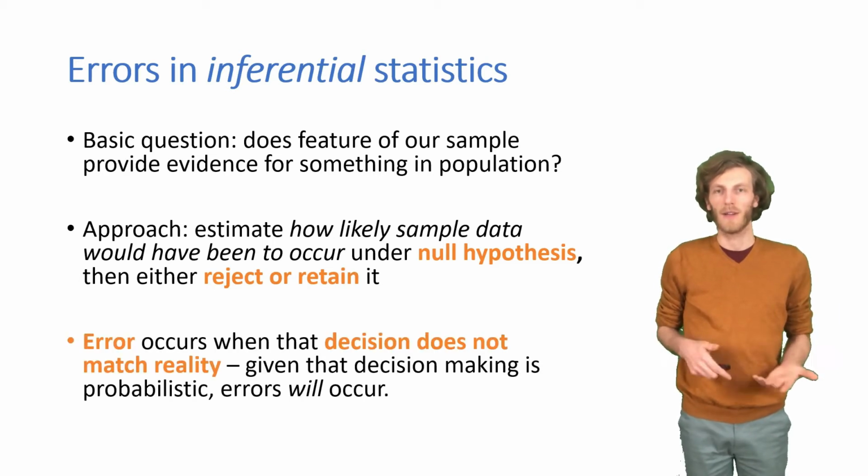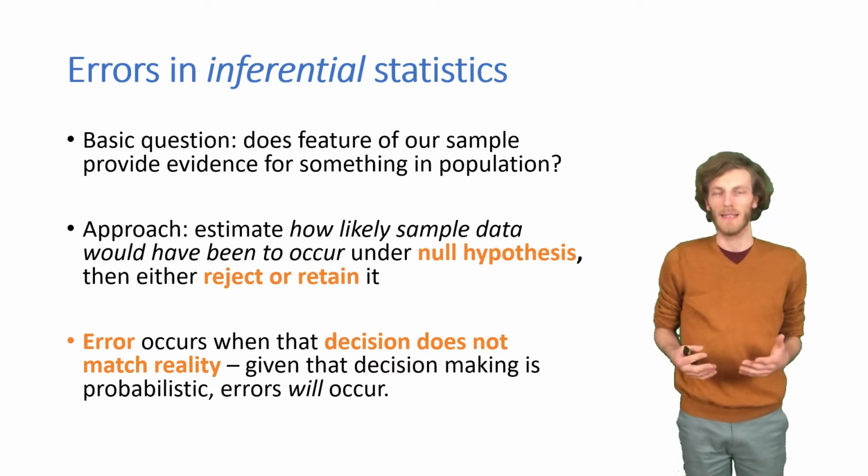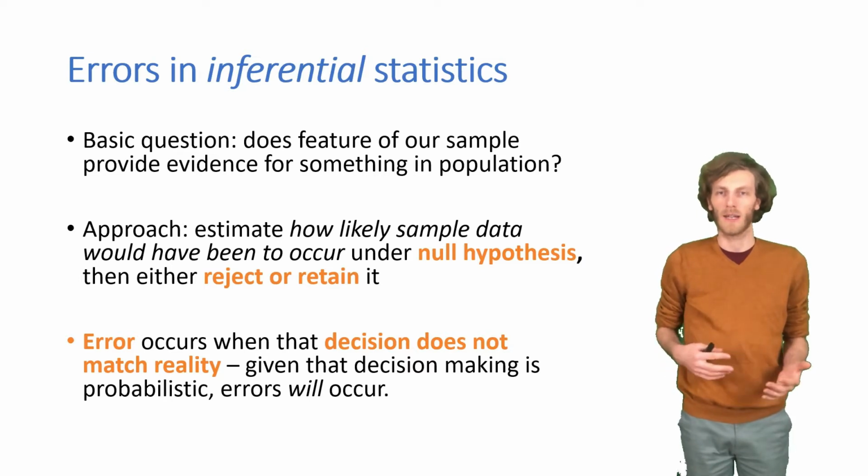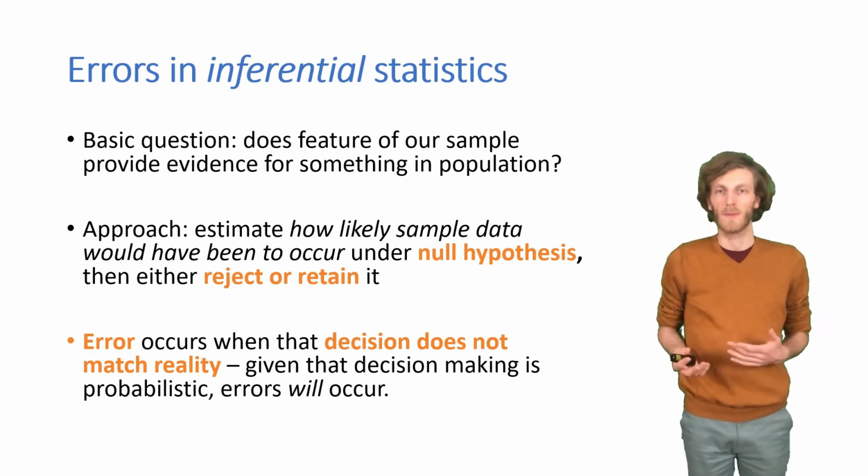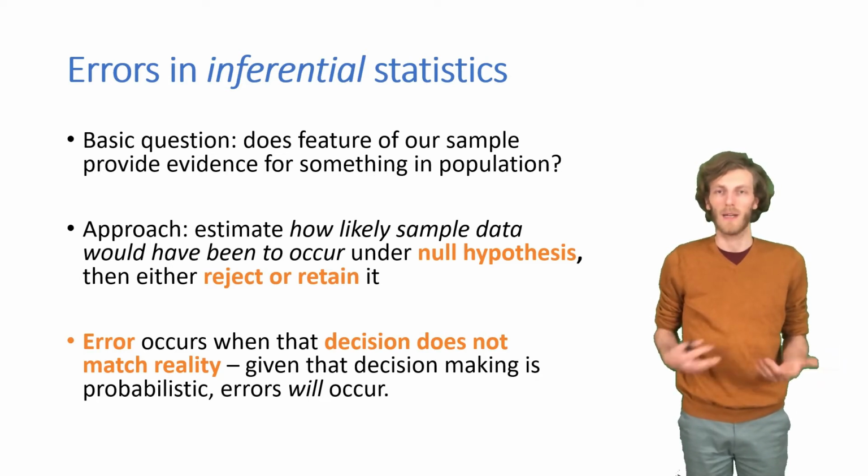Now, unsurprisingly, error occurs when our decision about the null hypothesis doesn't match reality. And it's not an error in the sense of us having done anything wrong. It's just inevitably what happens when we are relying on probabilistic methods. Sometimes we're right, sometimes we are wrong. But it's worth thinking about how to design our inquiry in a way that makes sure that we are not wrong too often.